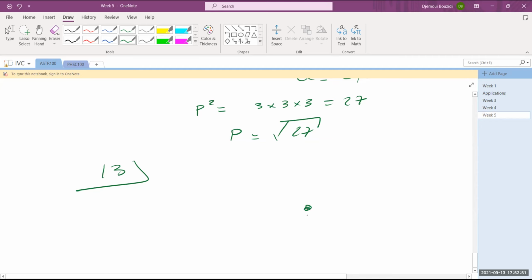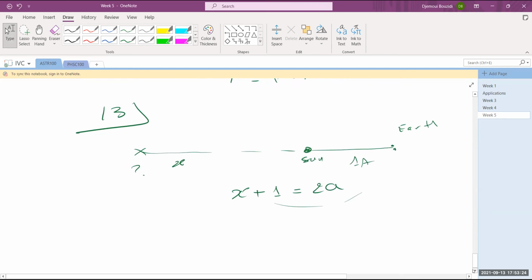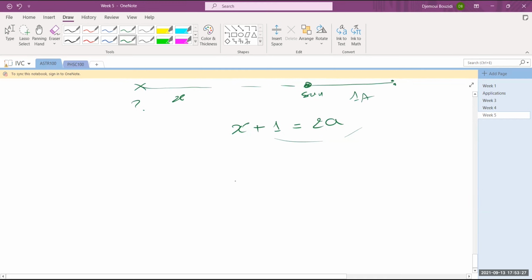Here is an object. So here is the sun, by the way. Here is where the Earth is. So at some point, it's the same orbit. It doesn't mean that it's on the Earth, because the orbit of Earth is a big circle, so it could be anywhere on that orbit. So at some point, it's 1 AU. And at some other point, it's at a distance x. We don't know. I know that x plus 1 must be equal to 2a. Okay, I don't know what a is. Well, a, I can find it from this equation. I know that they tell me that its orbital period is 27 years.